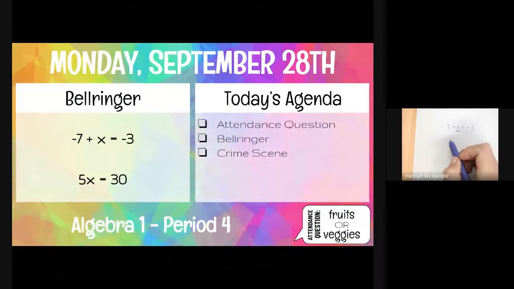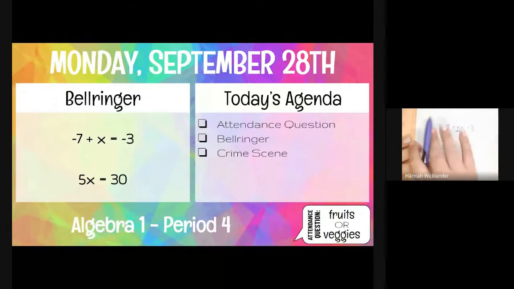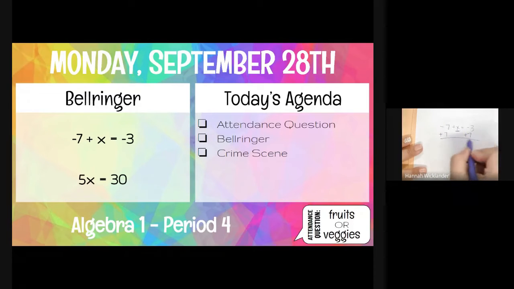So I'm going to move 7 to the other side of the equation. And in order to do that, I'm going to use the inverse. So it's subtraction, so I'm going to use addition. Add 7 to both sides of the equation. -3 plus 7 gives me 4. And my answer is x equals 4.